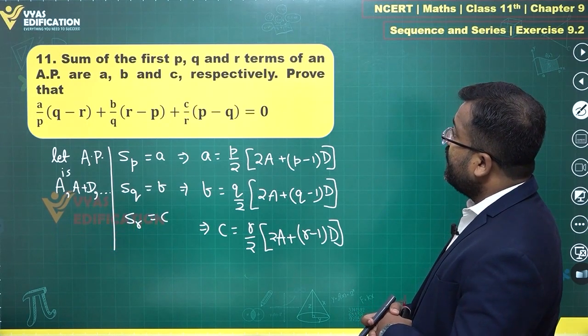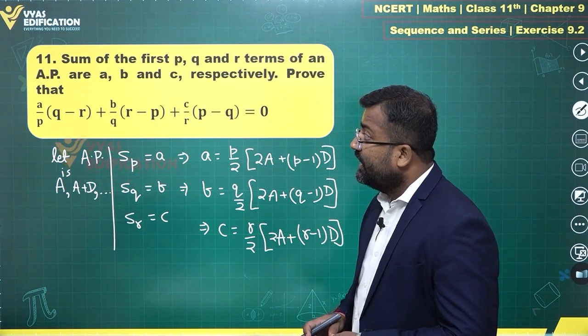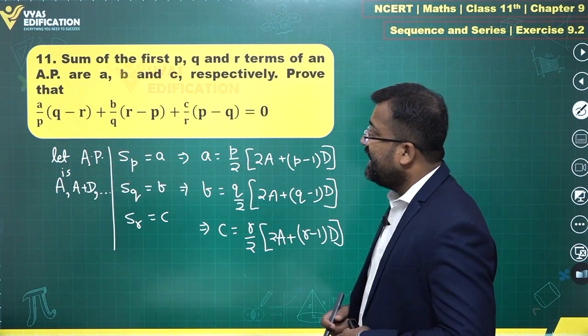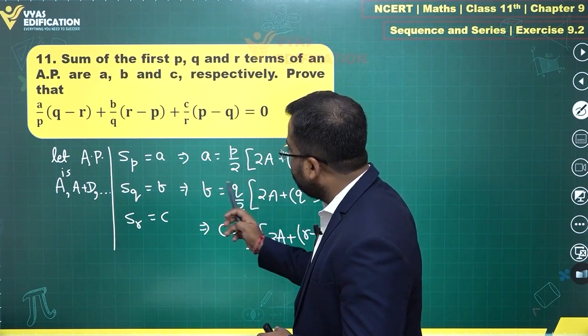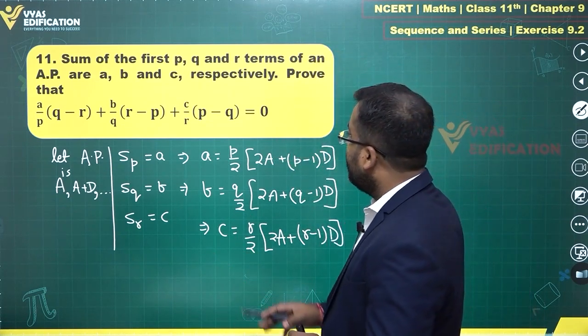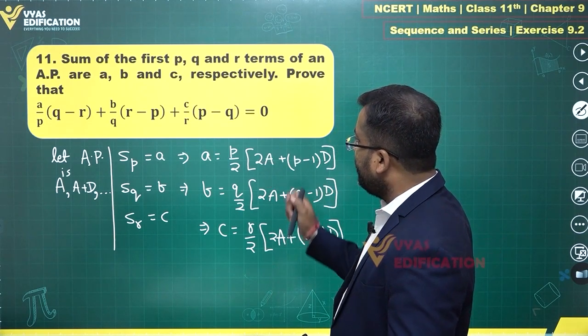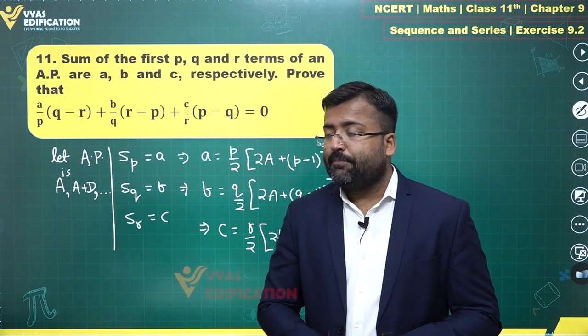The sum of the first P, Q and R terms of an AP are a, b and c respectively. Prove that a upon P times Q minus R, b upon Q times R minus P and c upon R times P minus Q is what we are interested in. So let's focus on a upon P, b upon Q and c upon R. That can be found easily. And a upon P is equal to this complicated looking expression, but we can multiply that with Q minus R and see where it takes us.